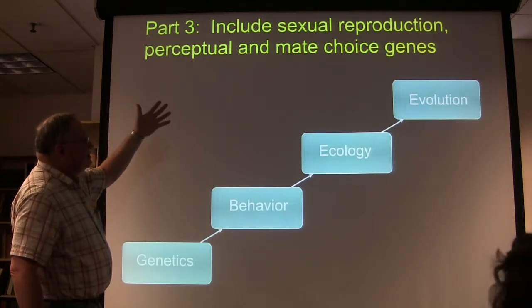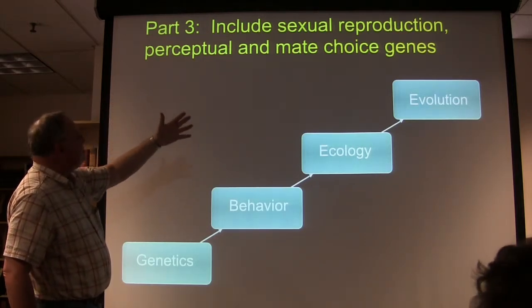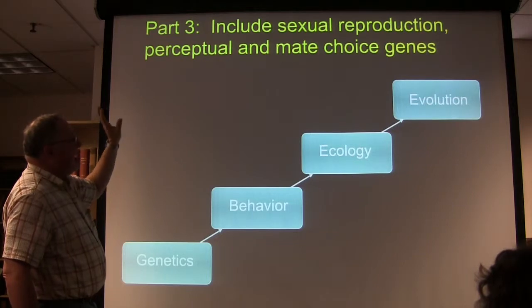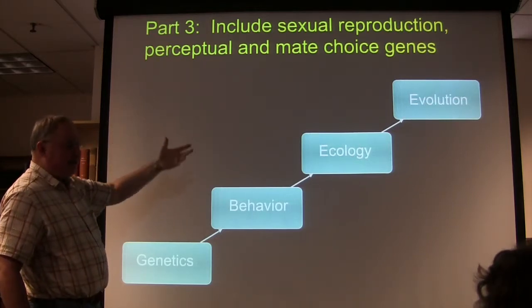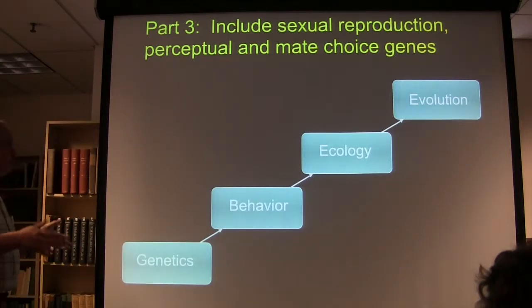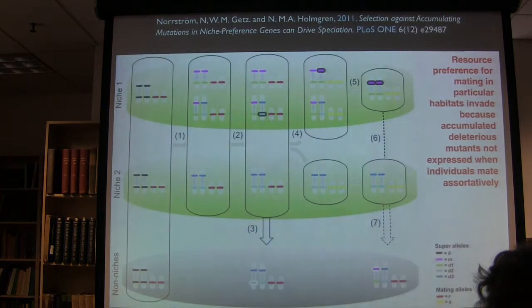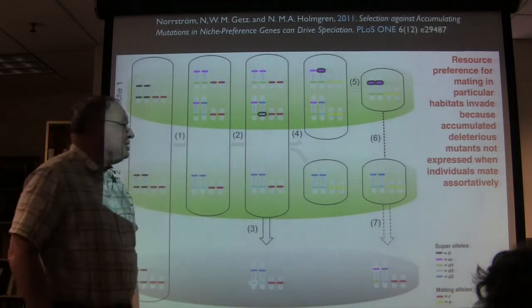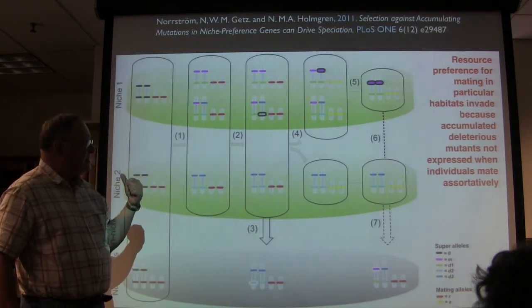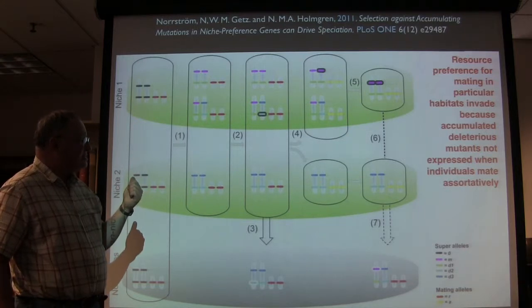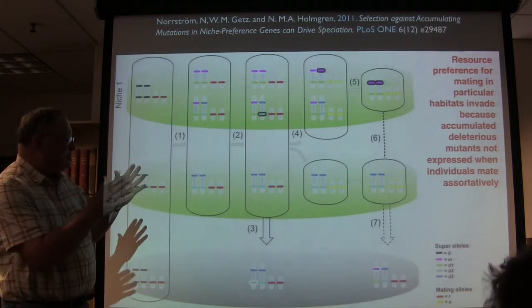Now you can make this more sophisticated by putting in sexual reproduction and have genes both for perceptual and mate choice and plant. And so we did all this, and it became rather complicated. And this is a story in and of itself. And what we found out is that resource preference for mating in particular habitats can invade because accumulated deleterious mutants are not expressed when individuals mate assortatively.